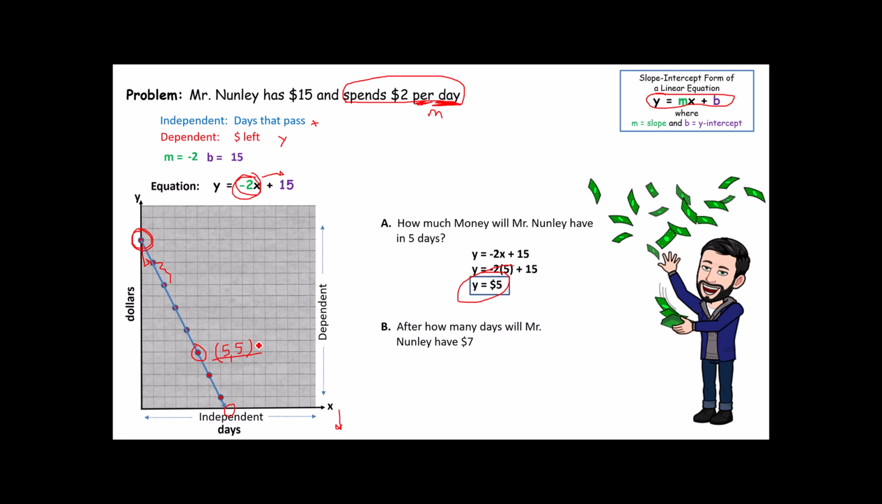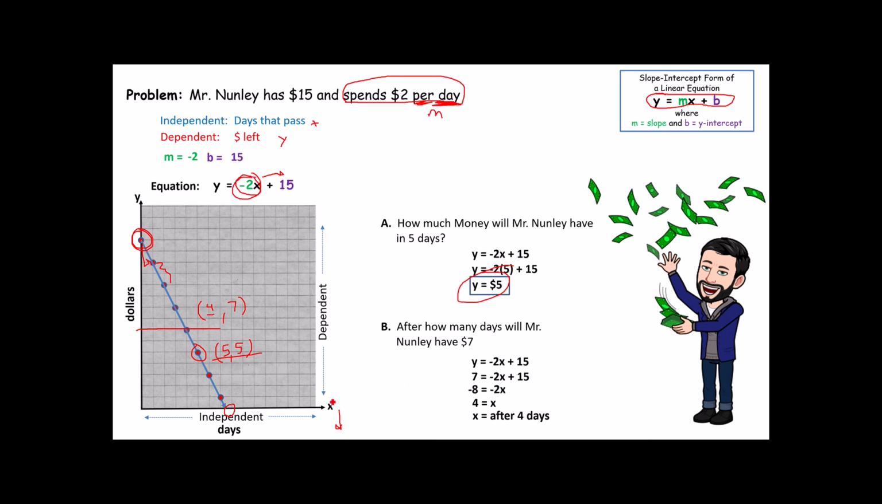Likewise, I could ask you the question, after how many days will Mr. Nunley have $7? Again, I can go over to my graph and say 1, 2, 3, 4, 5, 6, 7. If this is $7, I can look and say, well, I have $7 left after, let's see, 1, 2, 3, going over 4. In 4 days, I would have $7. Or, again, I could take the function, plug 7 in for dollars, and then use our equation solving skills to figure that out. Subtract 15 from both sides, divide both sides by -2, and you end up with 4 days.